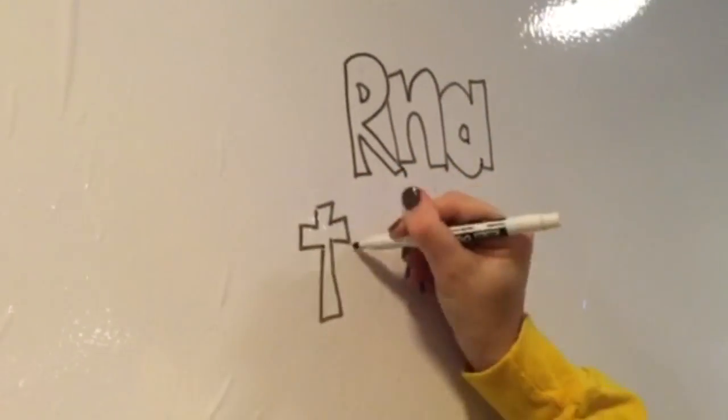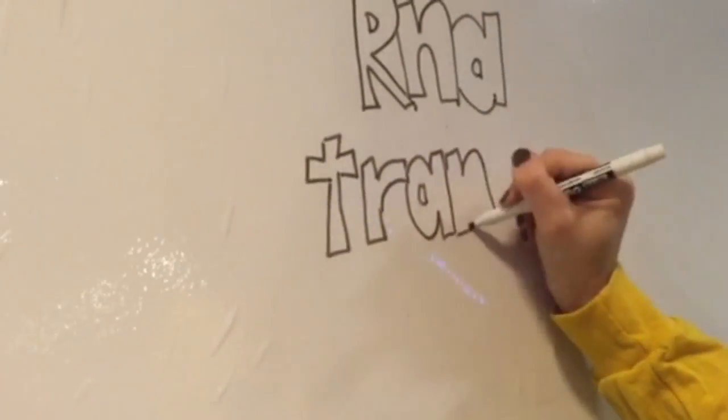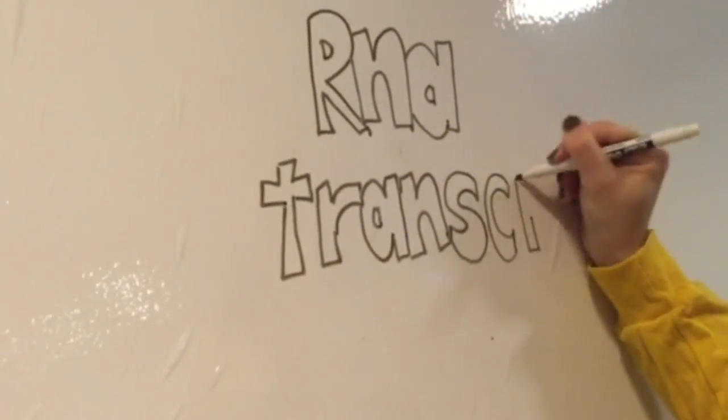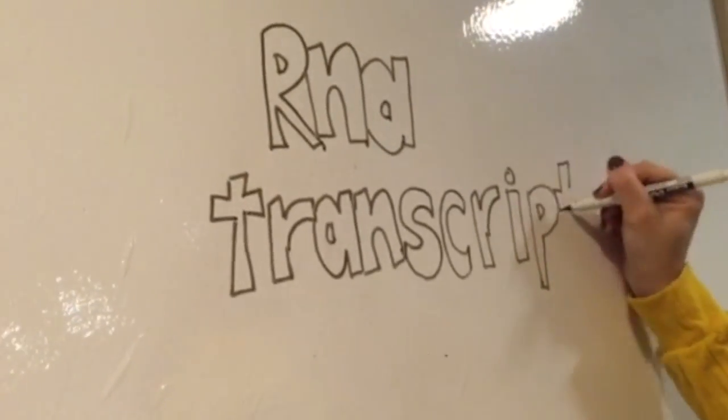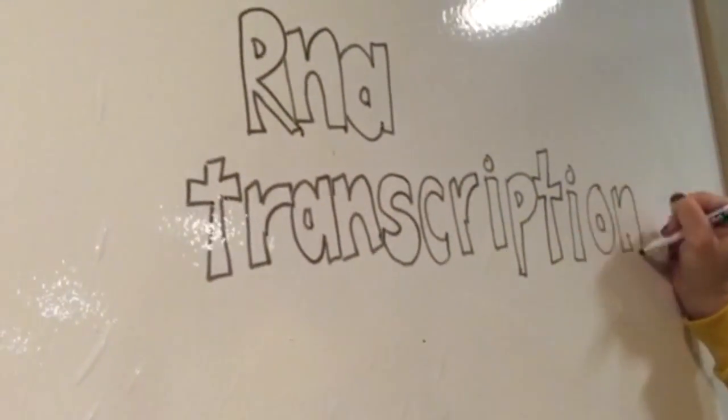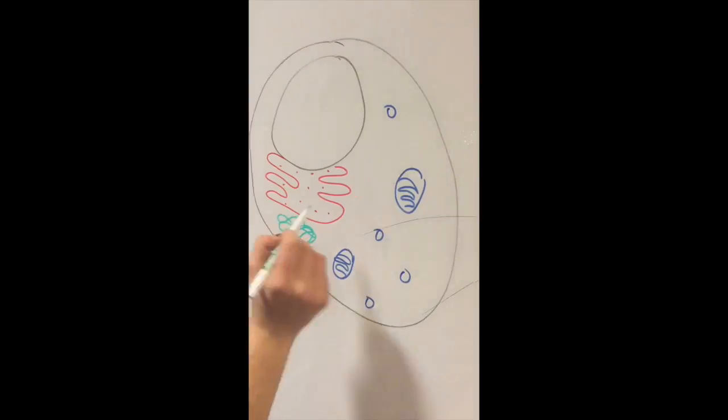We are going to teach you all about RNA transcription, which is the first step in gene expression. Transcription is when genetic information in a molecule of DNA is used as a template to generate a molecule of RNA. This process takes place in the nucleus of a cell.